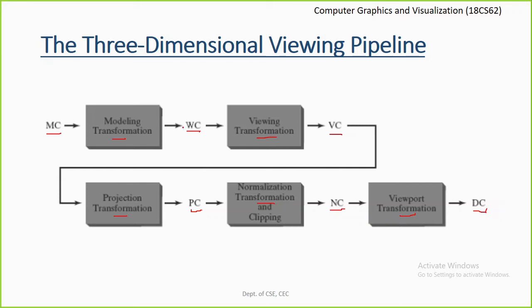So all the way from modeling coordinates, the end product will be the device coordinates. From the modeling coordinates, we are going to convert it to world coordinates. From the world coordinates, we are going to convert it to the viewing coordinates. From the viewing coordinates, we are going to convert it to the projection coordinates. And from the projection coordinates, we are going to convert it to the normalized coordinates. From there, we are going to convert it to the device coordinates. Okay, this is the three-dimensional viewing pipeline.